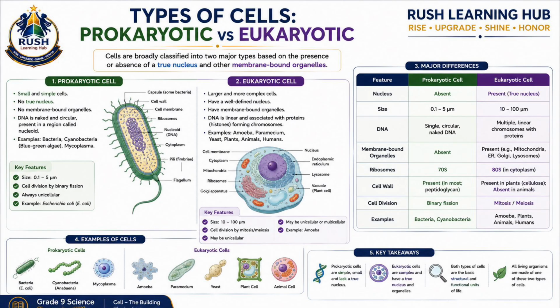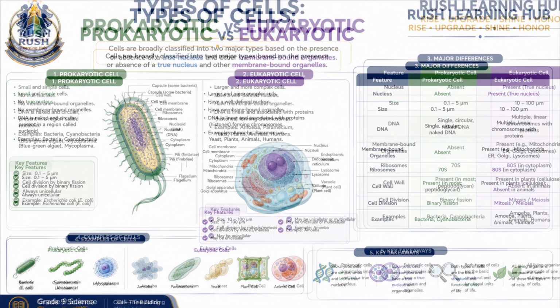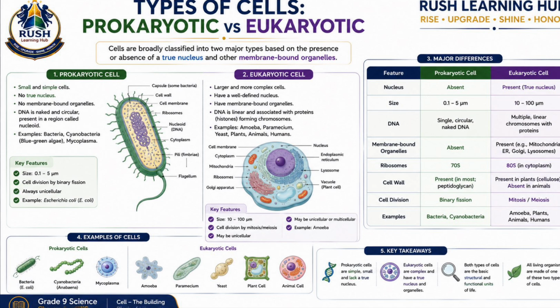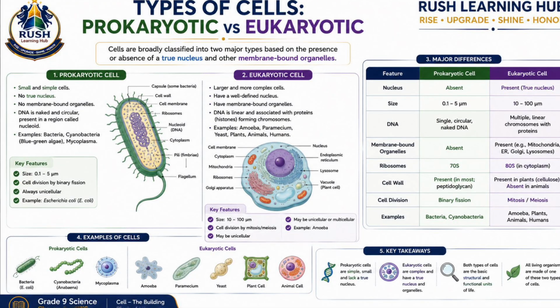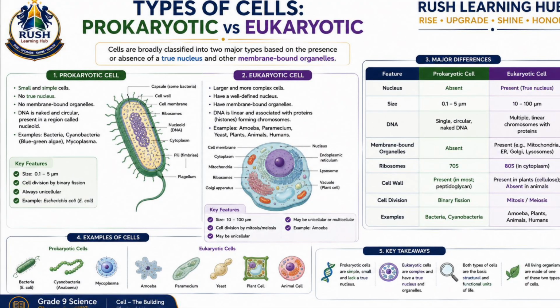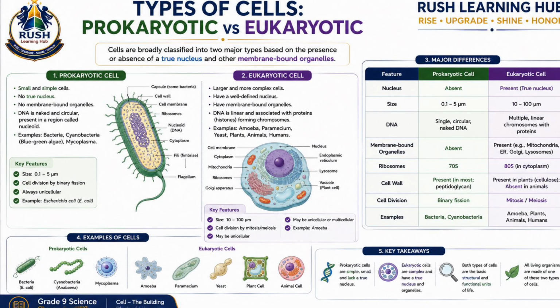Most prokaryotic organisms are unicellular, meaning they consist of only one cell. Examples include bacteria, cyanobacteria or blue-green algae, and mycoplasma. Because of their simple structure, prokaryotic cells are usually very small, ranging from about 0.1 to 5 micrometers in size. Their method of reproduction is also simple. They divide through a process called binary fission, where one cell divides into two identical daughter cells. Now let us move to eukaryotic cells.